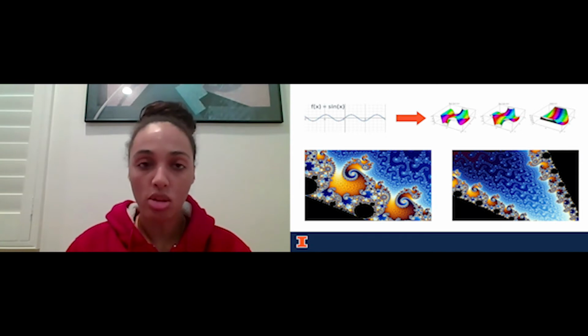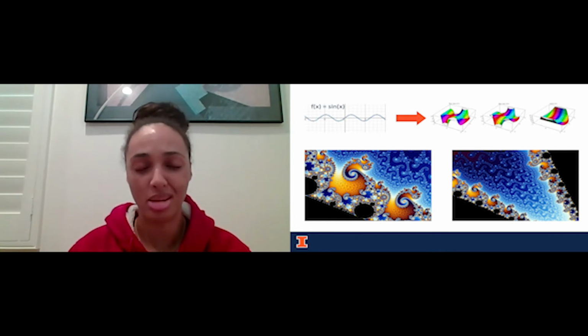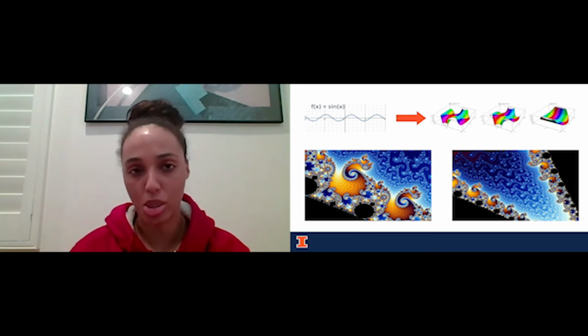So I have two pictures of the Mandelbrot set on the bottom of the screen. The black parts of these images represent complex numbers within the Mandelbrot set, whereas the others are colored according to how far away they are from the Mandelbrot set, according to some measure.